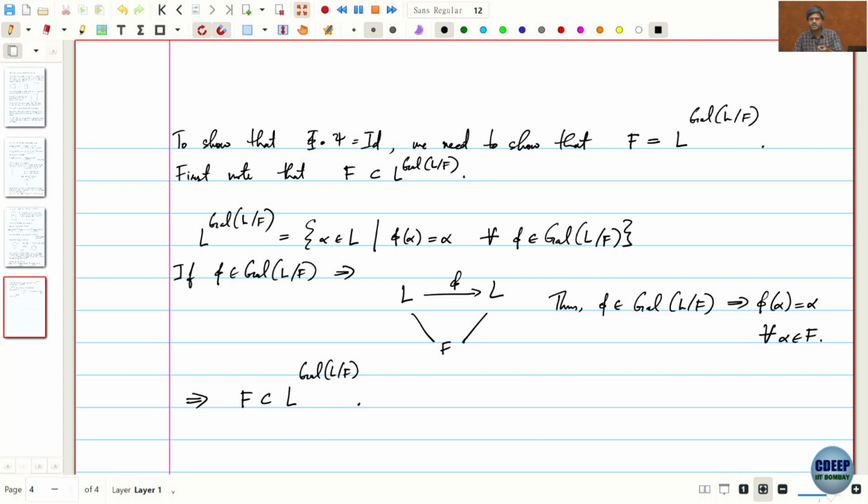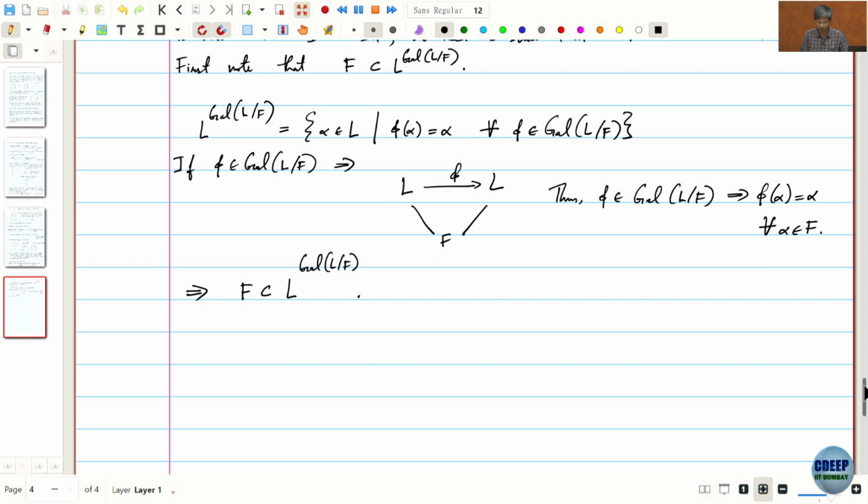If we take any alpha in F and if we take any phi in Galois L over F, then phi of alpha is equal to alpha. So therefore, by definition of the invariance of L under Galois L over F, we get that F is contained in this thing. This just follows very easily from the definition. So we really have to prove the other inclusion. Let us prove that by contradiction.